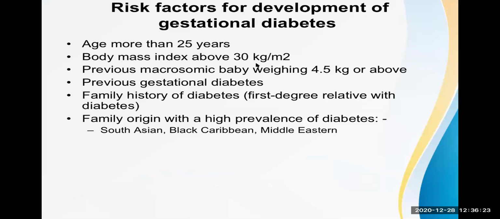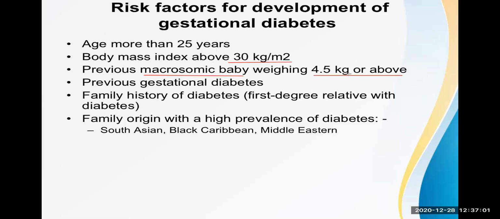See this? Age more than 25 years is one. Body mass index above 30, which is the definition of obesity. Everyone knows obesity is always an important risk factor for type 2 diabetes development or gestational diabetes development. Previous macrosomic baby weighing 4.5 kg or above is a very important risk factor. Who knows, the lady may have had diabetes which was not diagnosed. So this is a very important history we should take.